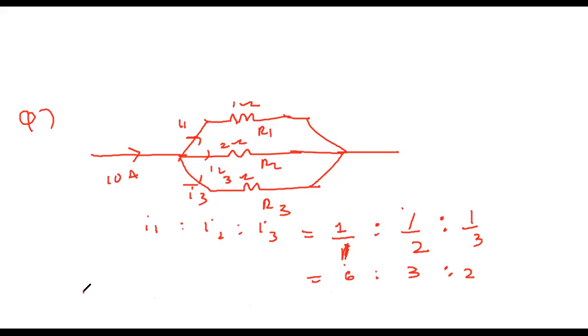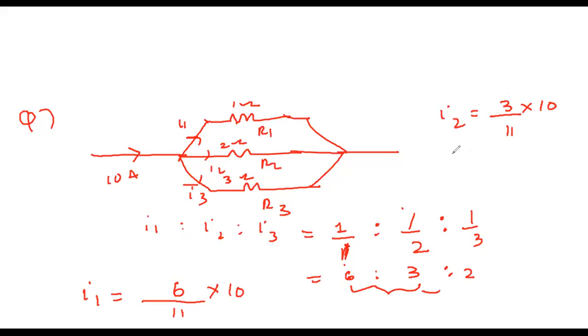Now I1 is equal to... what is the total? 6 plus 3 plus 2 is 11. So out of 11, 6 parts is I1 into total current. That is the first answer. I2 out of 11 is 3 into total current 10. I3 out of total 11 is 2 into 10.